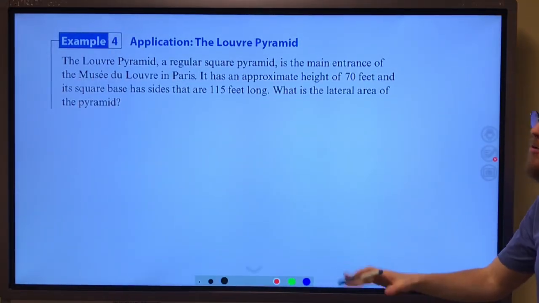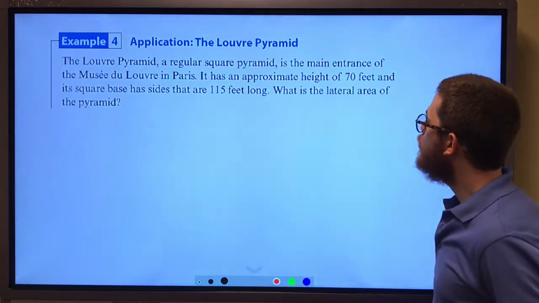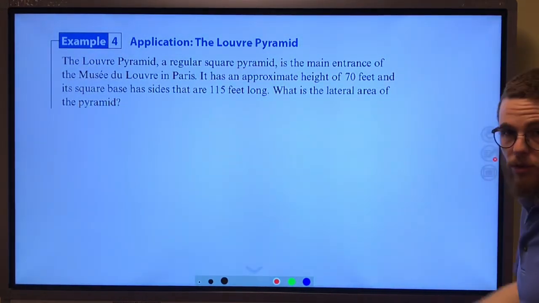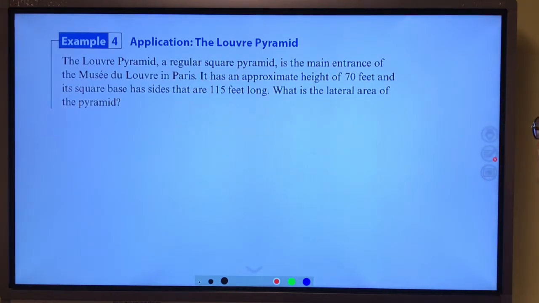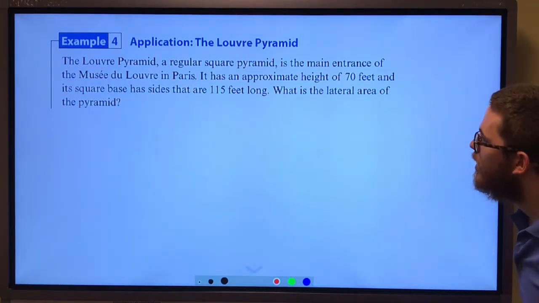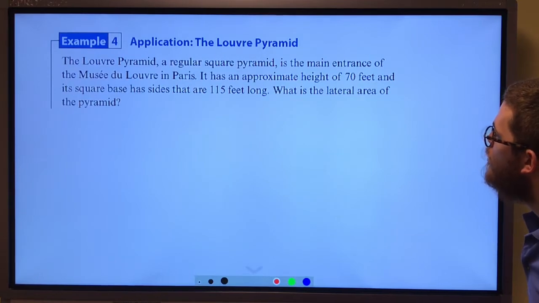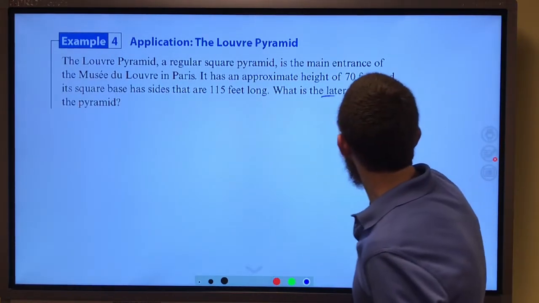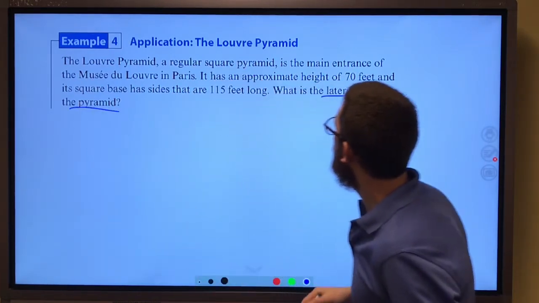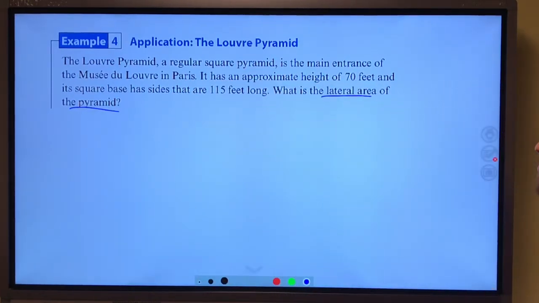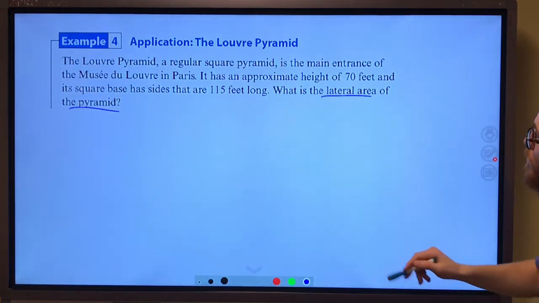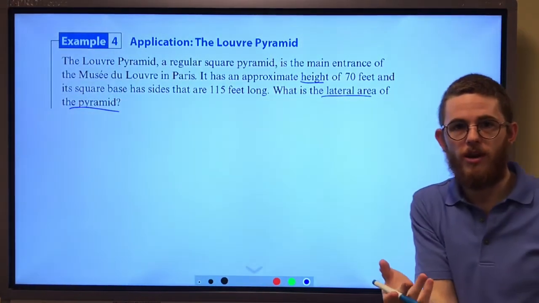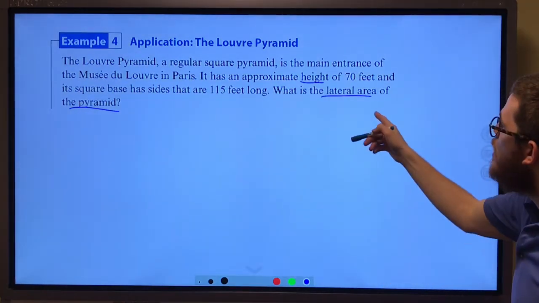Finally, the Louvre pyramid. A regular square pyramid is the main entrance of the Louvre in Paris. It has an approximate height of 70 feet, and its square base sides are 115 feet long. What is the lateral area of the pyramid? All right, we have to remember what they're looking for, the lateral area of the pyramid. Okay, so first of all, it tells us the approximate height. Now let's get this right. What they're actually asking for is the lateral area.